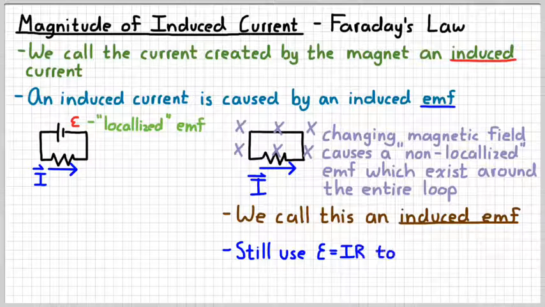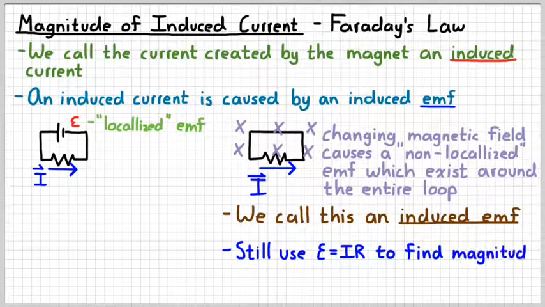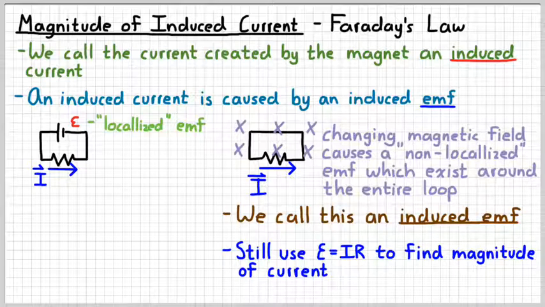Now we can still use Ohm's law to figure out how big the current is. So when I say figure out how big the induced current is, well, the new thing that we're figuring out is how big is the induced EMF. That's what we're really learning here.